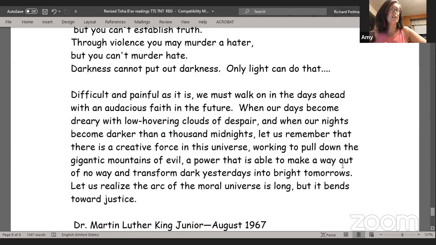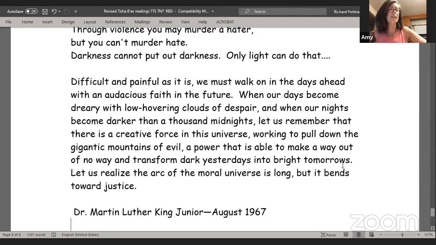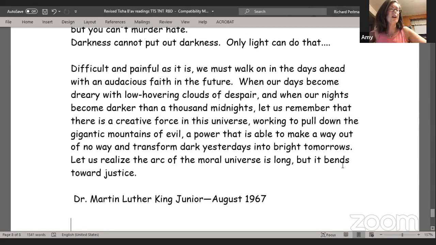Difficult and painful as it is, we must walk on in the days ahead with an audacious future. When our days become dreary with low hovering clouds of despair, and when our nights become darker than a thousand midnights, let us remember that there is a creative force in this universe working to pull down the gigantic mountains of evil, a power that is able to make a way out of no way and transform dark yesterdays into bright tomorrows. Let us realize the arc of the moral universe is long, but it bends towards justice. By Dr. Martin Luther King Jr., August 1967.